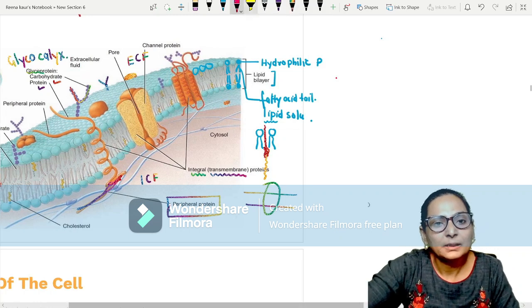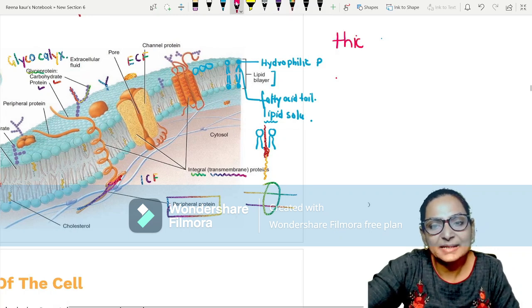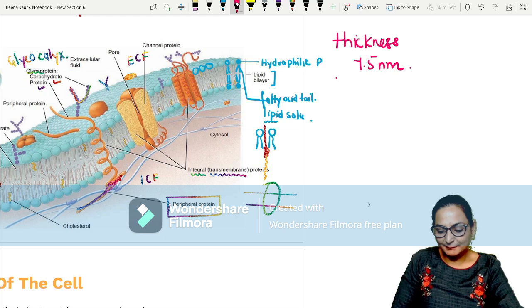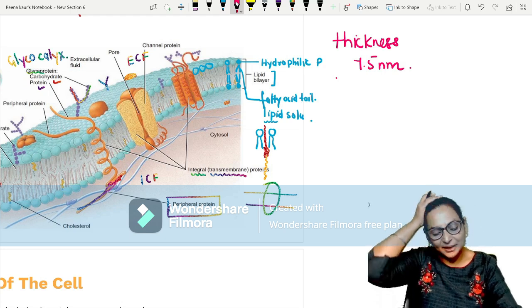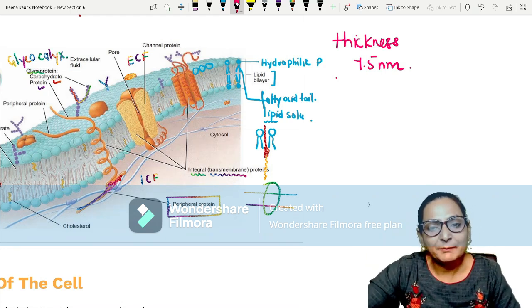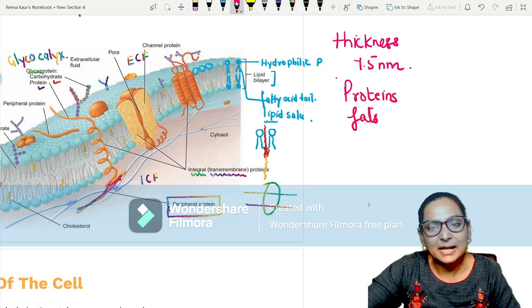So the thickness of your cell membrane is around 7.5 nanometers. Okay, the thickness of the cell membrane is about 7.5 nanometers. The cell membrane contains three things: there are proteins, there are fats, and there are carbohydrates. Okay, the membrane is composed of these three things. Proteins are, according to weight, about 55%.